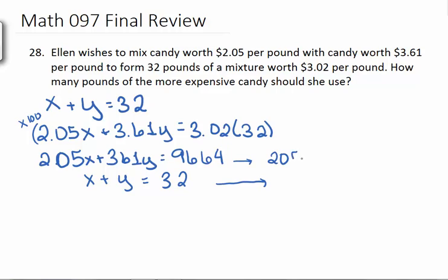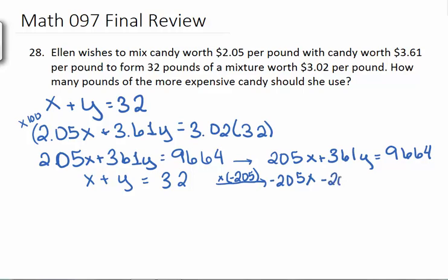So now we want to eliminate something. And you'll notice the problem specifically says how much of the more expensive candy should she use. So we're going to eliminate the first variable, the first candy, the less expensive one, because we don't really care about that one. So minus 205 times the second equation. That gives me minus 205x minus 205y, and then 32 times negative 205 is going to be negative 6560.